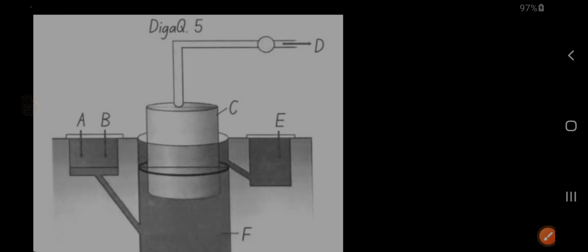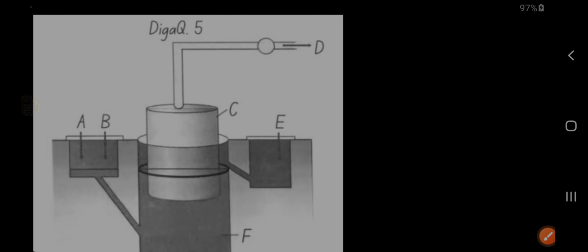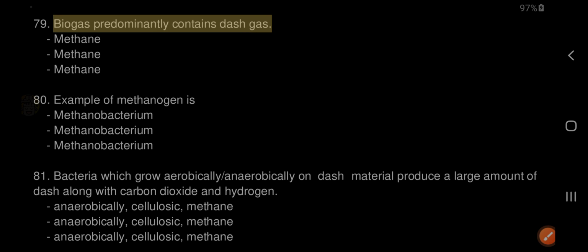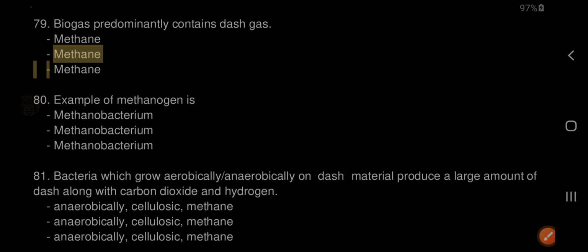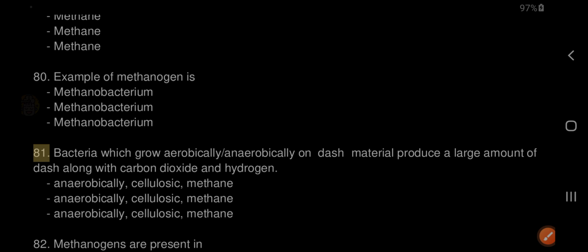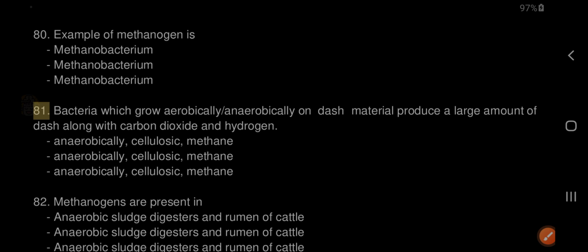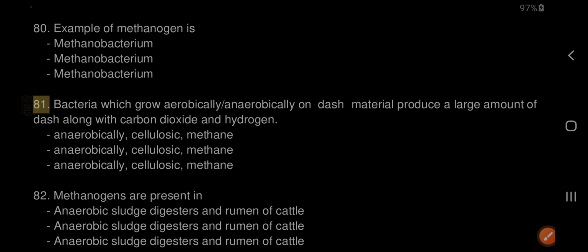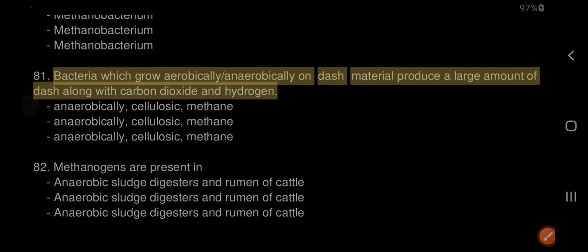79. Biogas predominantly contains dash gas. Methane. 80. Example of methanogen is Methanobacterium. 81. Bacteria which grow anaerobically on dash material produce a large amount of dash along with carbon dioxide and hydrogen. Cellulosic, methane.